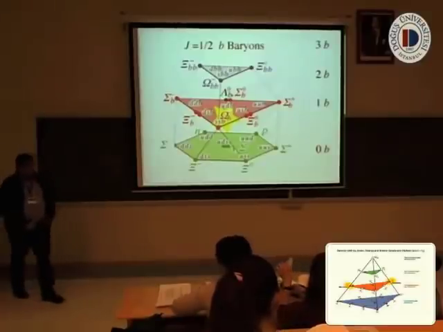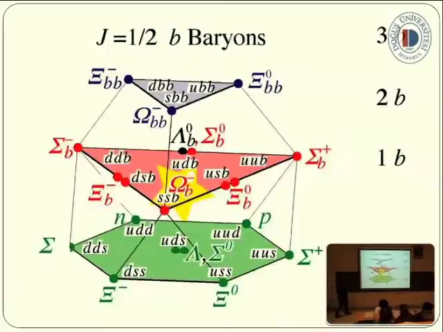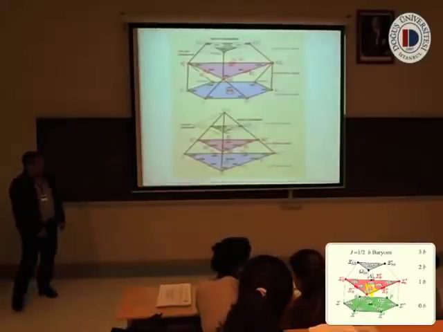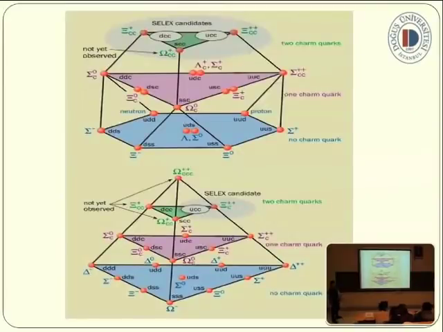For spin 1/2 baryons, we have this structure here. This is our normal light octet of baryons, and we have the sextet for baryons with a single heavy quark, and for baryons with two heavy quarks, we have three baryons with spin 1/2. Also the same baryons, but this time for charm baryons. Instead of bottom, in these diagrams we replaced the bottom quarks by charm.